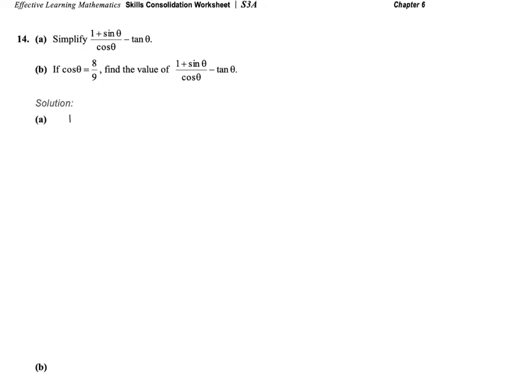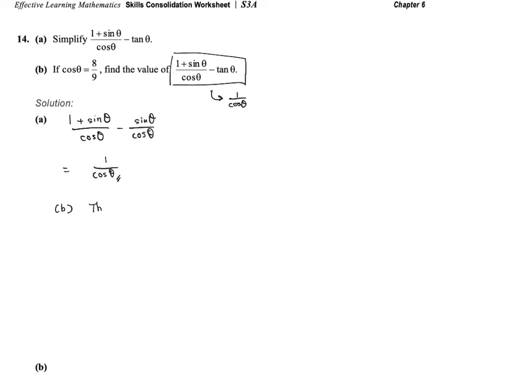For this one, you are going to do the simplification like this. You change tangent theta back to the definition, so you have sine theta over cosine theta. As you can see at the end, you have 1 over cosine theta. Now you know that for B, you're going to find this, which actually equals 1 over cosine theta. Therefore, the value equals 1 over cosine theta, which is 1 over 8 over 9. So you have 9 over 8.